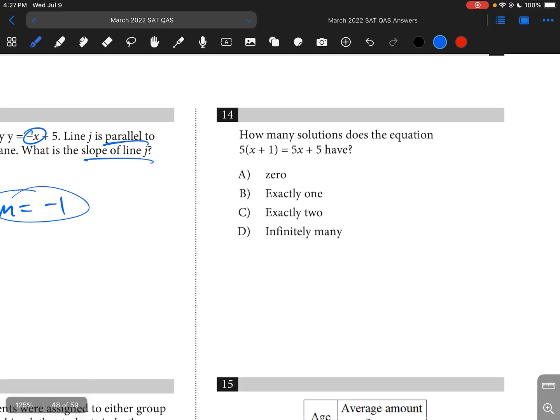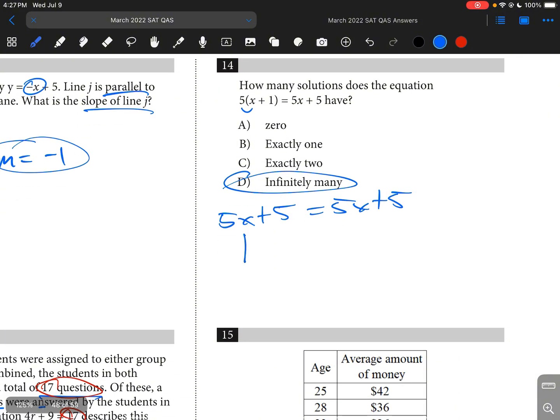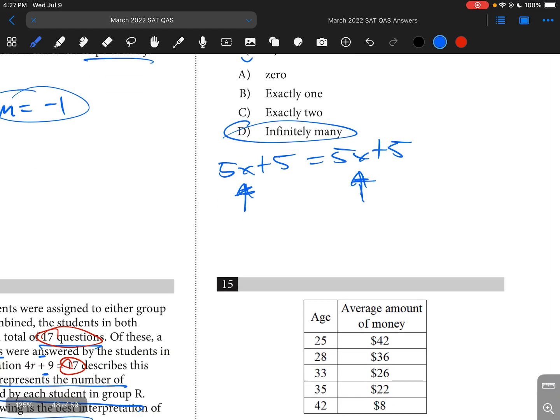How many solutions does this equation have? Okay, so let's distribute this. So you get 5x plus 5 after you distribute equals 5x plus 5. Well, they're the exact same equation. So there's an infinite number of solutions. Any value you put in for x, they're going to end up being the same equation every single time.